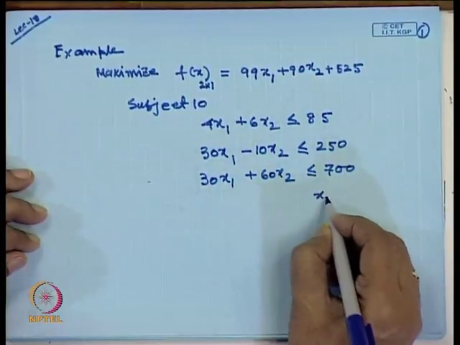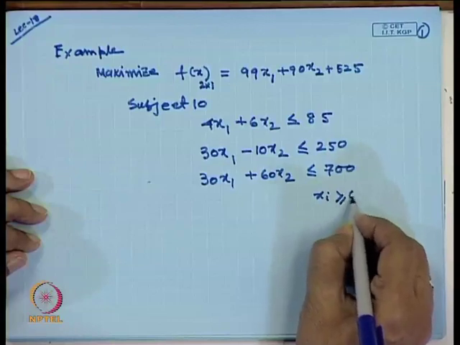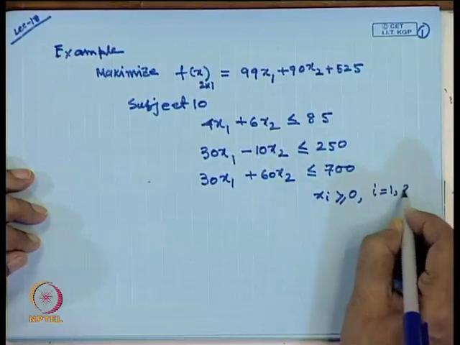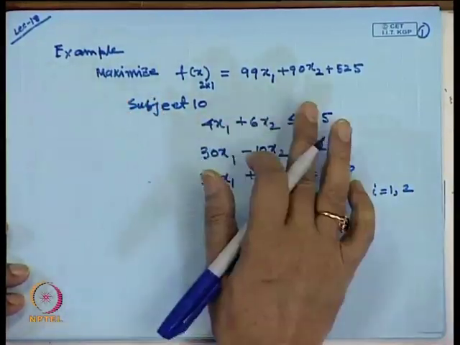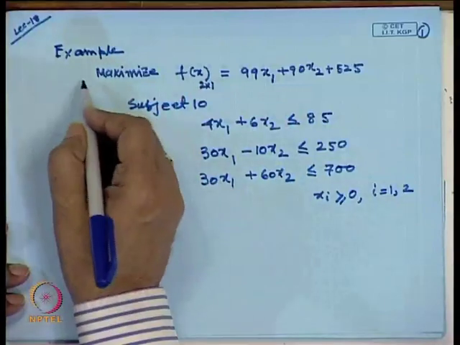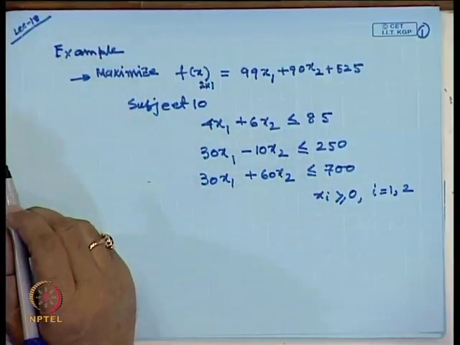And our xi, for i equal to 1 and 2, x1 and x2, are greater than 0. These are the constraints that are given, and we have to maximize this function. Last class we solved a linear programming problem using the algebraic approach. Today we will solve the LP problem using the tabular form. The basic concept is exactly the same as before, only we are representing all the operations in tabular form.